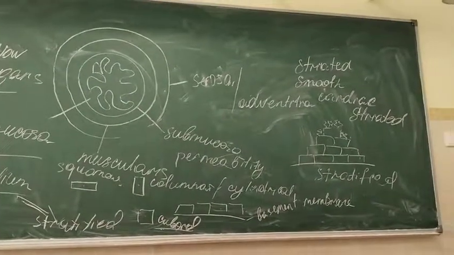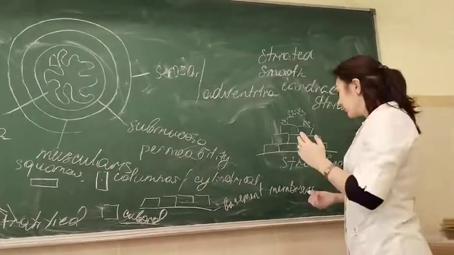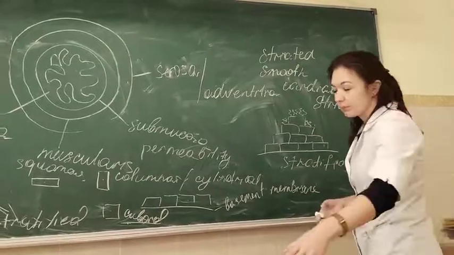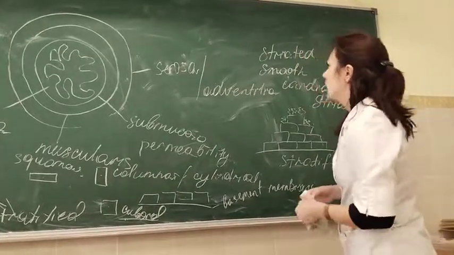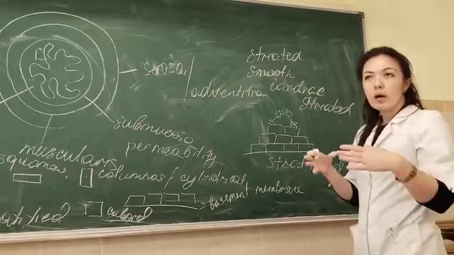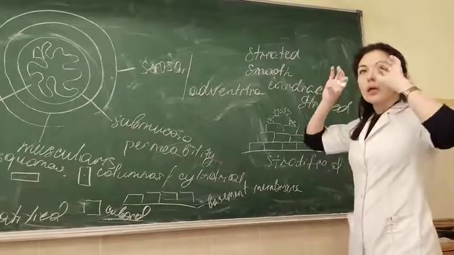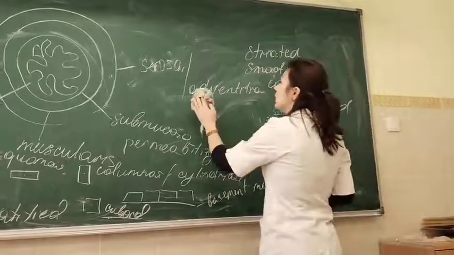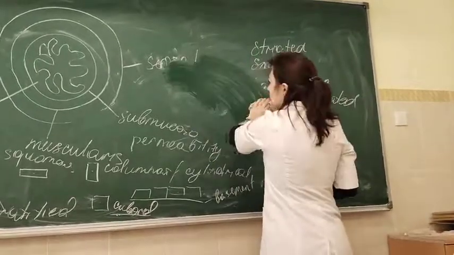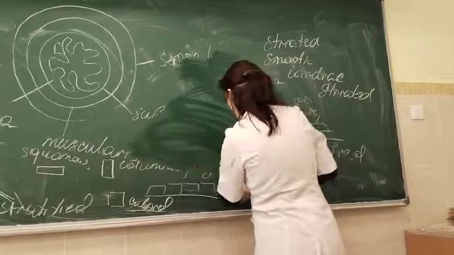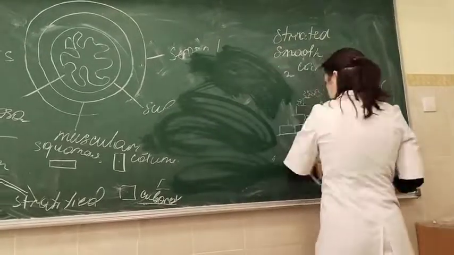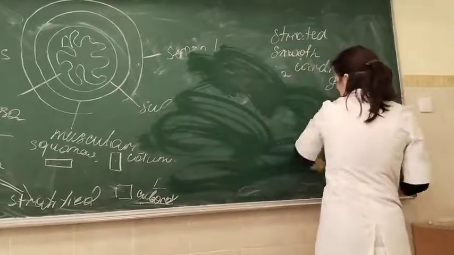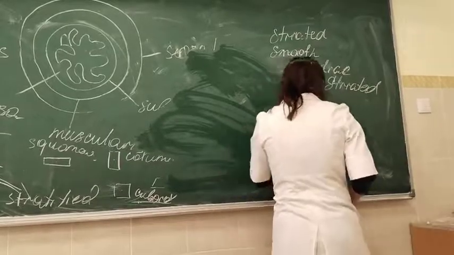Again, when we talk about the digestive tract, there is a proximal part, middle part, and distal part. So those parts of the digestive tract which are in contact with the external environment are formed by striated muscular tissue. So in the oral cavity muscular tissue is striated, and in the pharynx it is striated also.